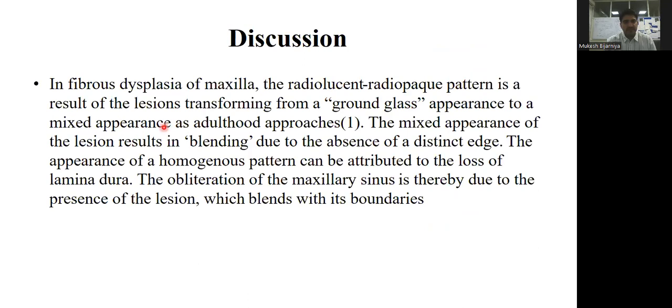Discussion: in fibrous dysplasia of the maxilla, the radiolucent to radiopaque pattern results from the lesion transforming from a ground glass appearance to a mixed appearance as adulthood approaches. The mixed appearance of the lesion results in blending due to the absence of a distinct edge. The appearance of a homogeneous pattern can be attributed to the loss of the lamina dura. The obliteration of the maxillary sinus is thereby due to the presence of this lesion, which blends with its boundary.